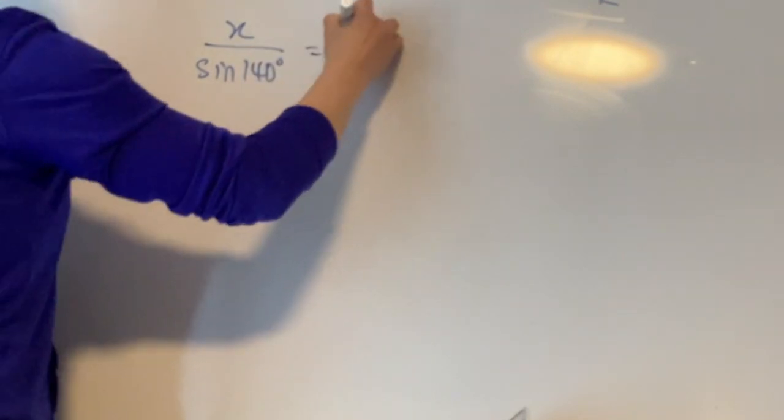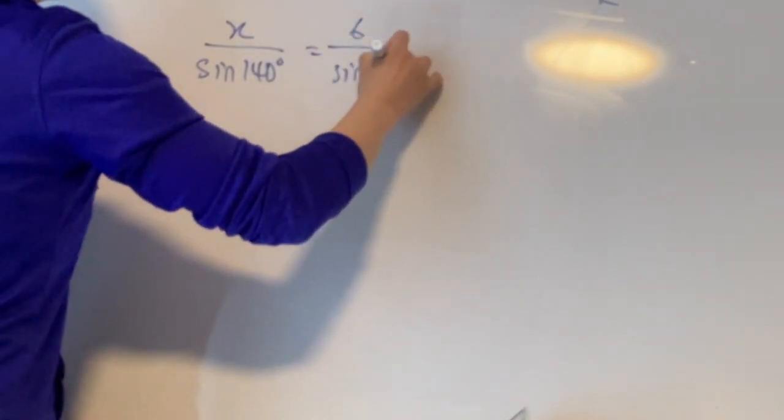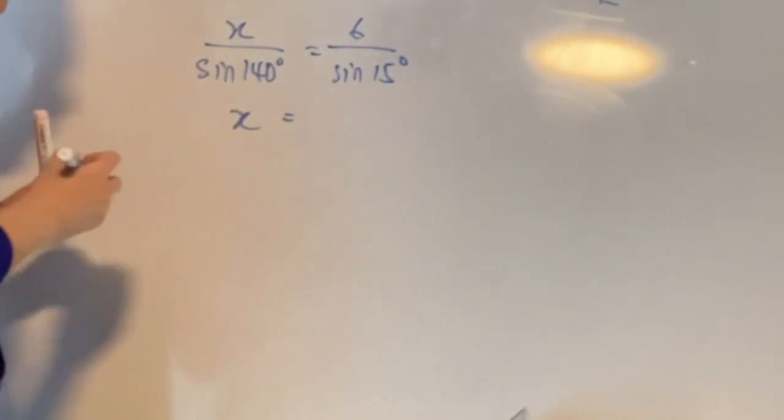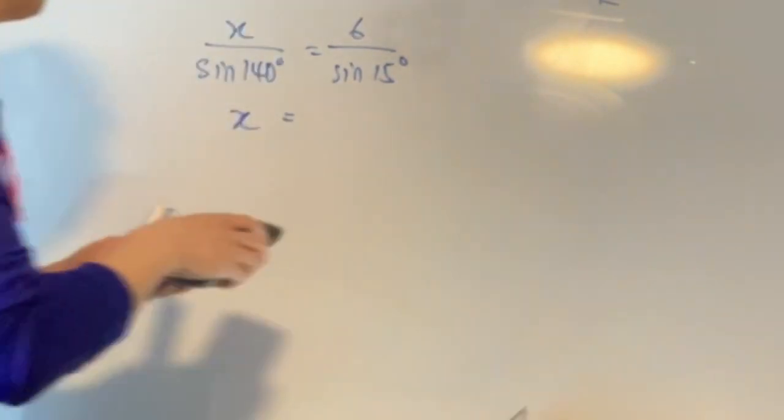And then do I have a second pair there? Yes, I do. This one pairs with that. Of the four circles, I only have one unknown. That means sine rule is looking good. So how are you going to set up the sine rule? It's going to be x over sine 140 equal to 6 over sine of 15 degrees. And that will give you what x equals to.